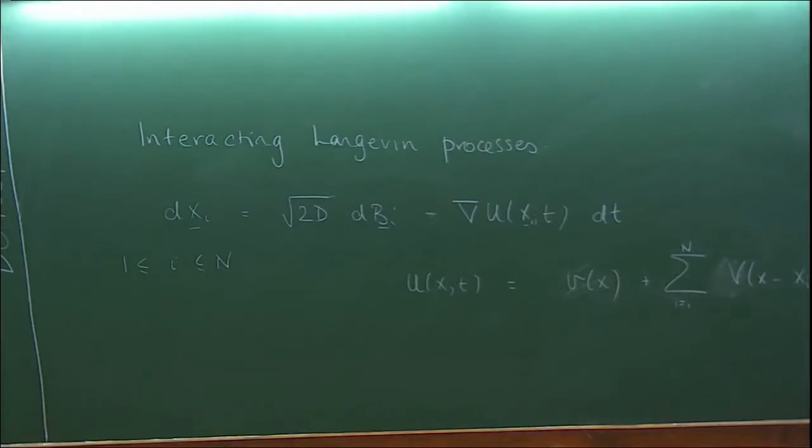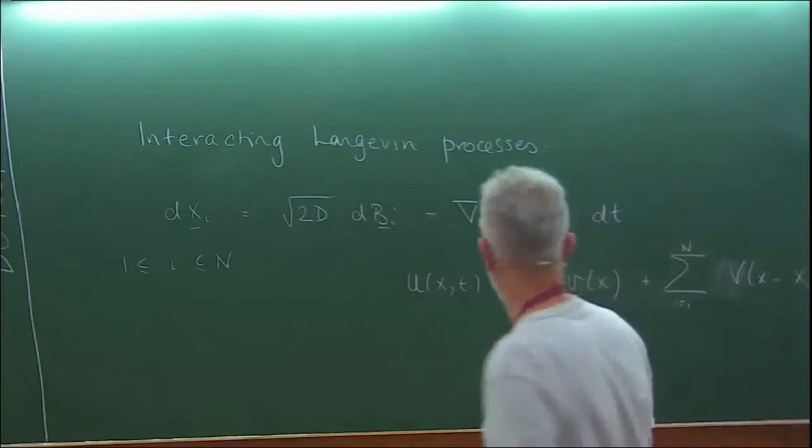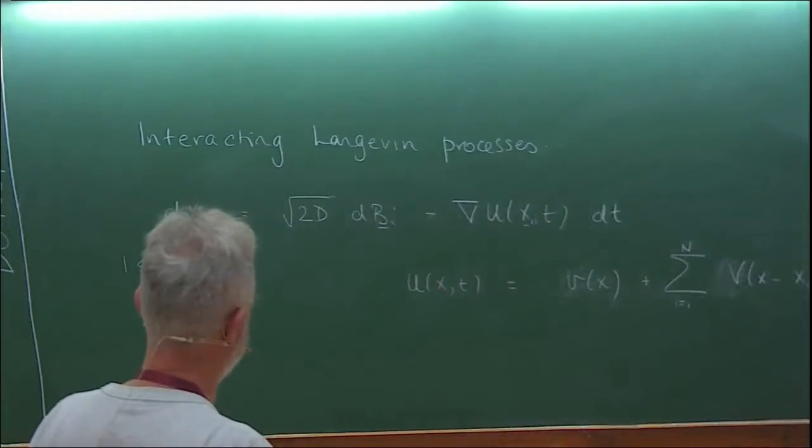So every particle sees this potential, right? And I was saying the particle doesn't really see itself, but if we say the gradient of v at zero is equal to 0, it doesn't have any force on itself. So that was the first thing.